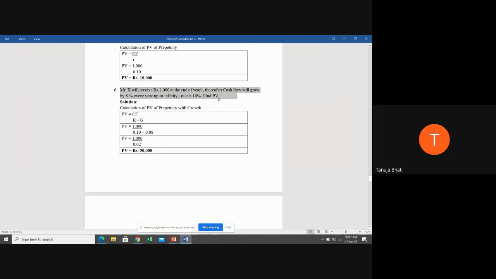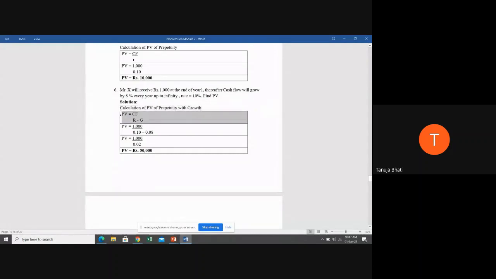Can anyone tell me under which category of present value they are asking us to calculate? Perpetuity with growth rate. It is very easy to identify, students. Just see if n is given. If n is not given, it means the problem is on perpetuity. So this is the calculation of present value of perpetuity with growth.